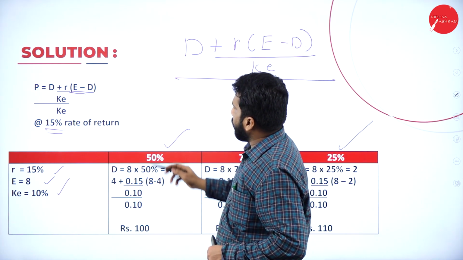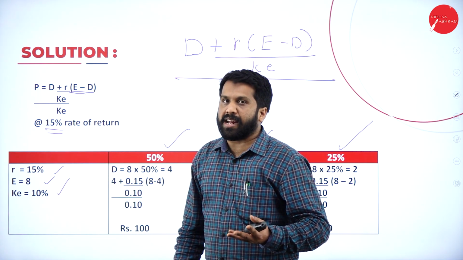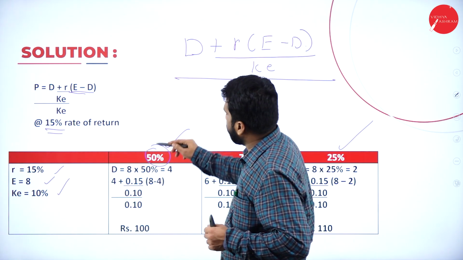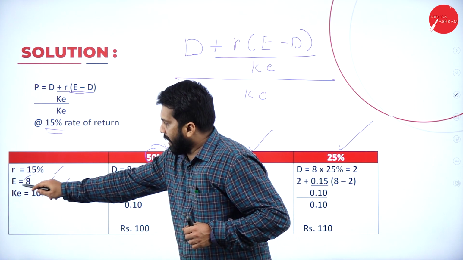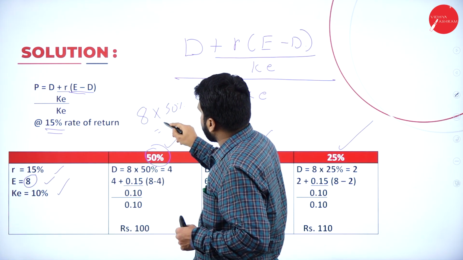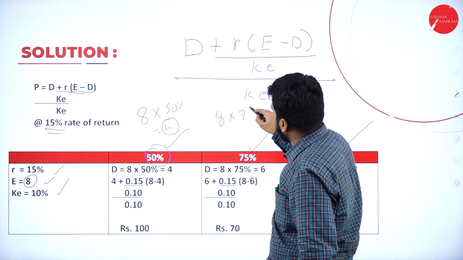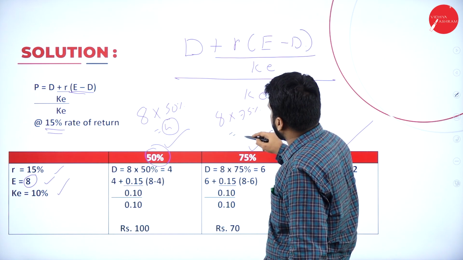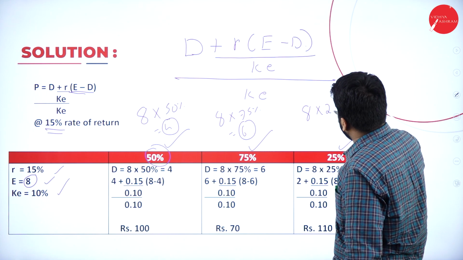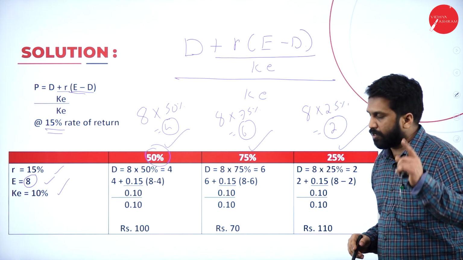Now, see in this, what is your D? D is the dividend. What is the dividend? 50%. What is your earning? Earning is 8 rupees. 8 rupees into 50% is equal to 4. 8 rupees into 75% is equal to 6. 8 rupees into 25% is equal to 2. Hope you got this. Good.